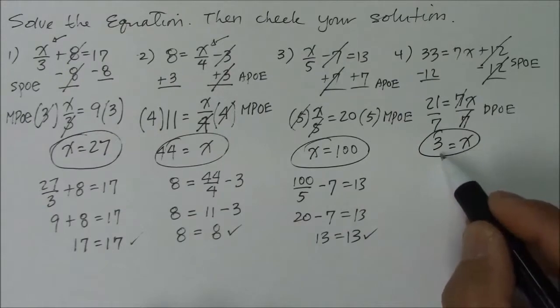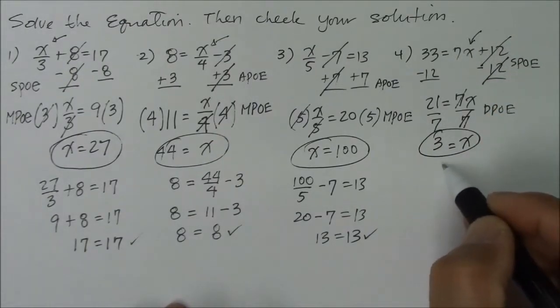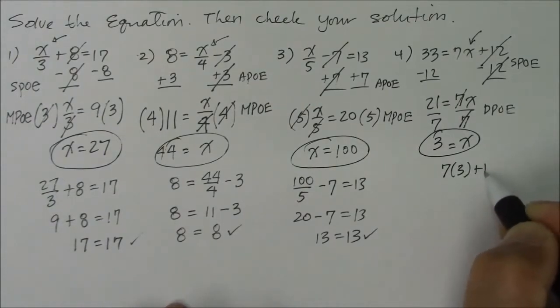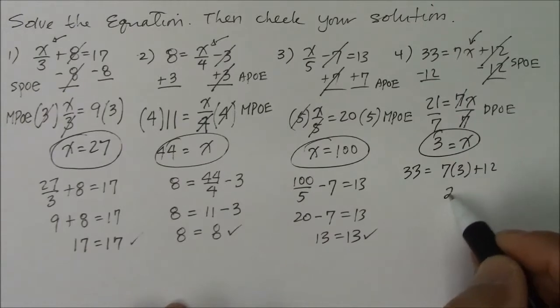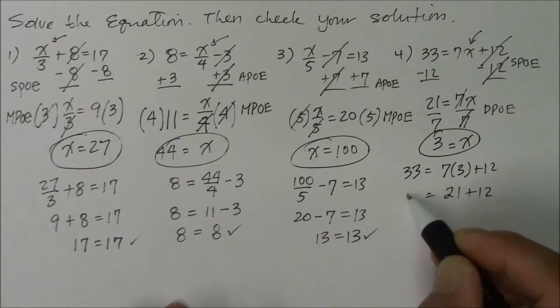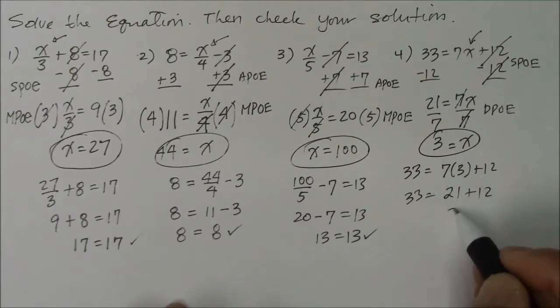Let's take that x, which is 3, and substitute it back into the original equation. So 7 times 3 plus 12, does that equal 33? 7 times 3 is 21, plus 12. Does that equal 33? Yeah, 21 plus 12 is 33.